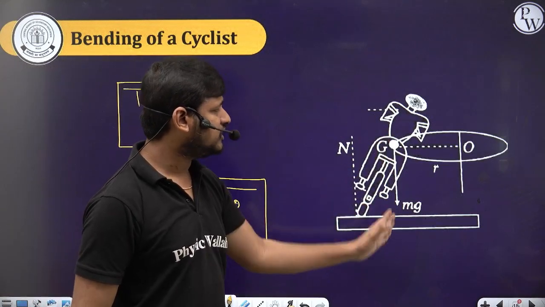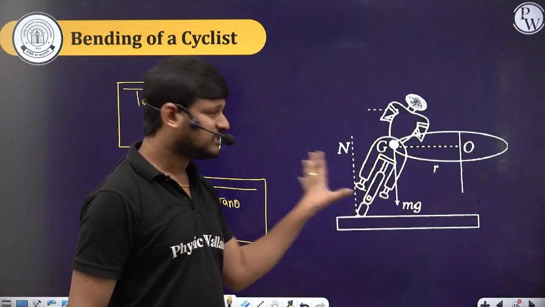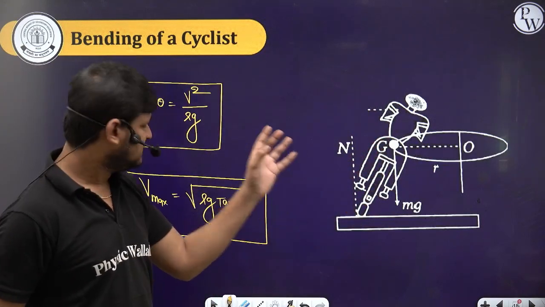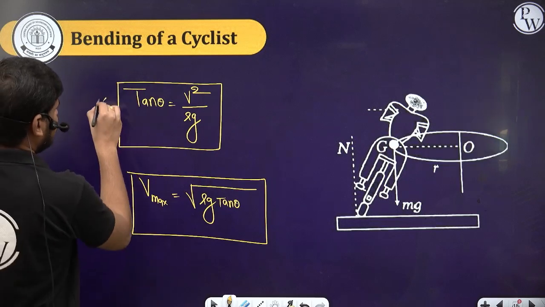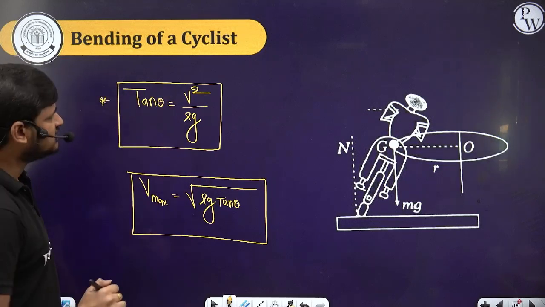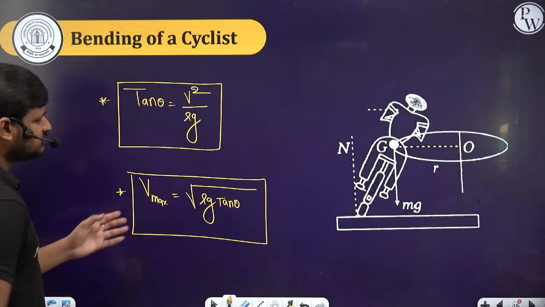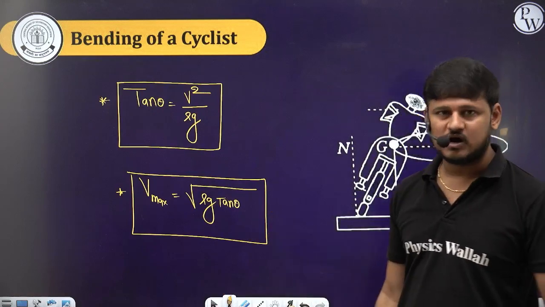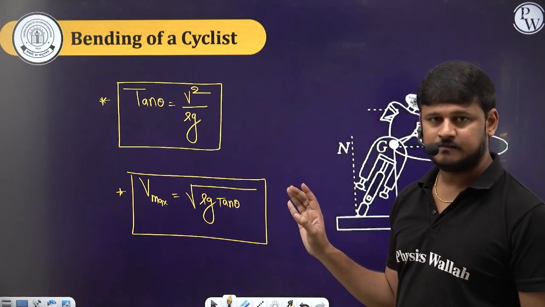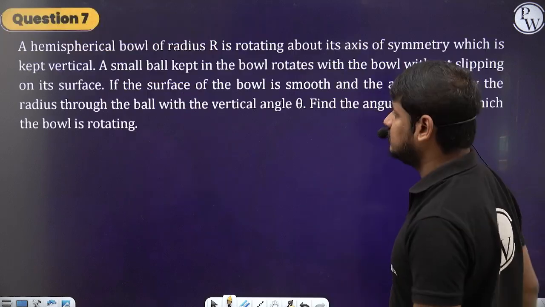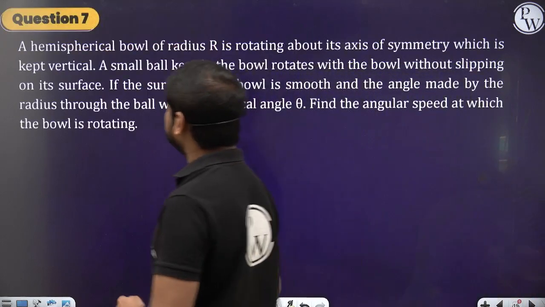Again, N is equal to mg. The same you'll get in the previous derivation we did, right? Same derivation, so I am directly writing it. The maximum bending angle is tan theta equals v square by r g, and the maximum speed with which he can move at the turnings is root over r g tan theta. That's it. Clear? So just remember these formulas. Next, let's see this question.